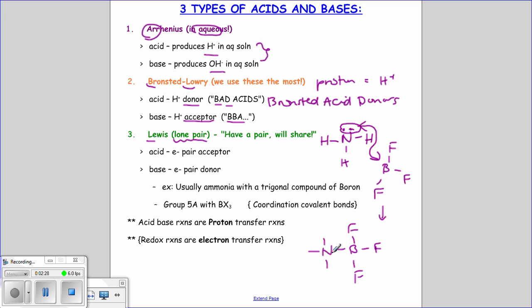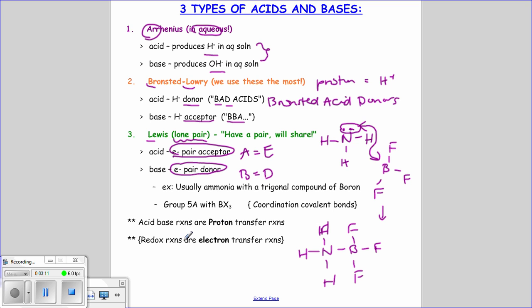So Lewis acids and bases are talking about what happens with the lone pair. The one with the lone pair would be the base, and the one that accepts the lone pair would be the acid. So the acid is an acceptor here, and the base is a donor. This is different than the Bronsted-Lowry because we're talking about electrons here, where we have protons or H pluses in the Bronsted-Lowry. We call this a coordination complex, and we're going to make coordination complexes in labs this coming week, so you'll learn a little bit more about that.